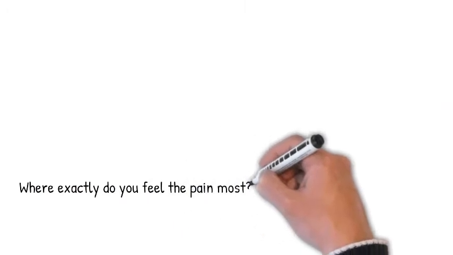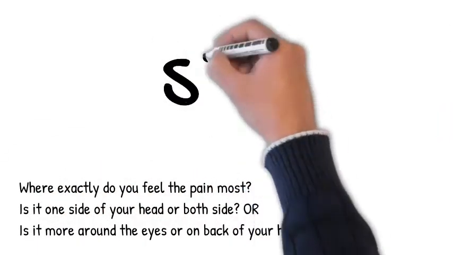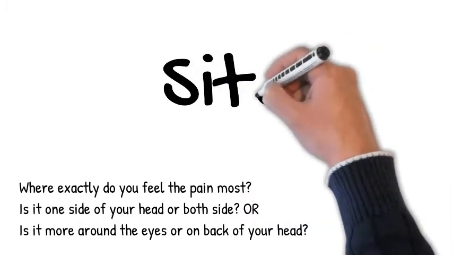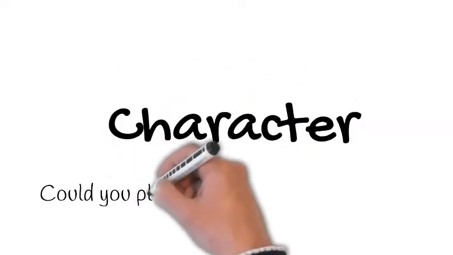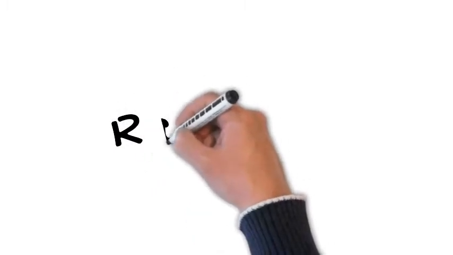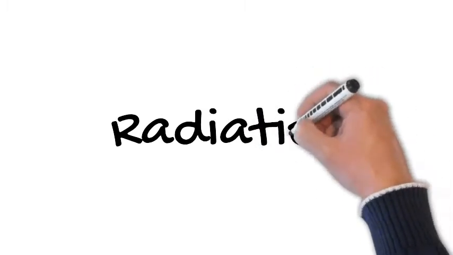Where exactly do you feel the pain most? Is it one side of your head or both sides? Is it more around the eyes or on back of your head? Onset: how did the pain start? Character: could you please describe the pain for me? Radiation: does this pain go anywhere else? If the answer is yes, then ask where it goes. Pain which radiates into the neck and shoulders may represent meningism.